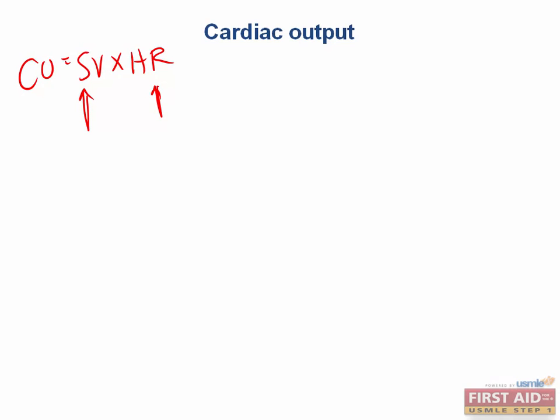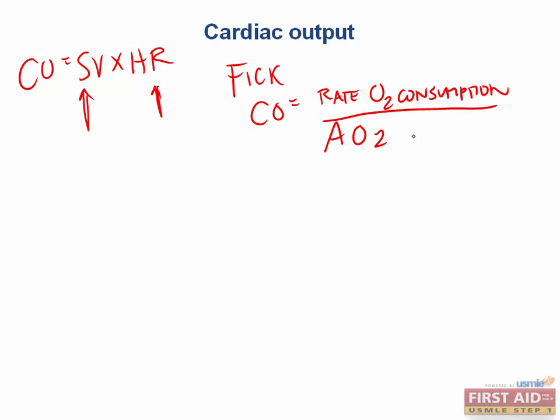Let's write in Fick's equation. So Fick said cardiac output is equal to the rate of oxygen consumption divided by arterial oxygen content minus venous oxygen content. Now, what does this even mean to us? Let's think about this in a more basic way with an example, and it will become really obvious to you.